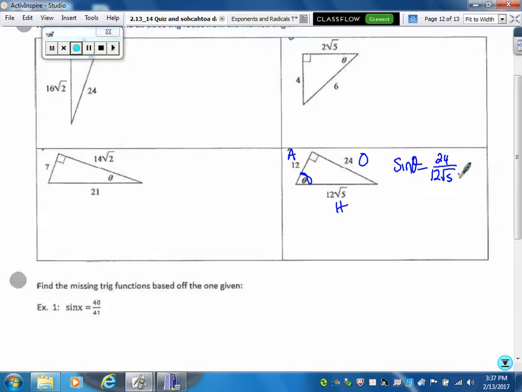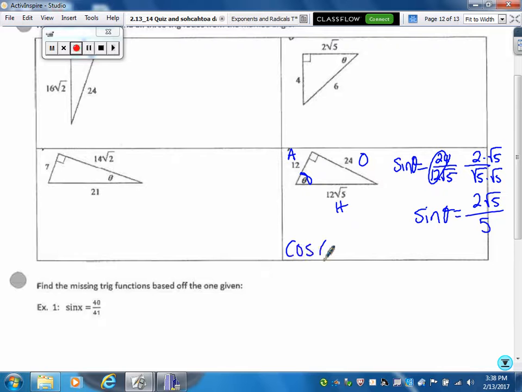So here's the first one where we've got to rationalize right off. So I'm going to simplify this fraction right here. That's 2 over 1. And now we've got to rationalize the root of 5. So that's 2 root 5 all over root of 25, which is just 5. Okay? Now let's try our cosine.